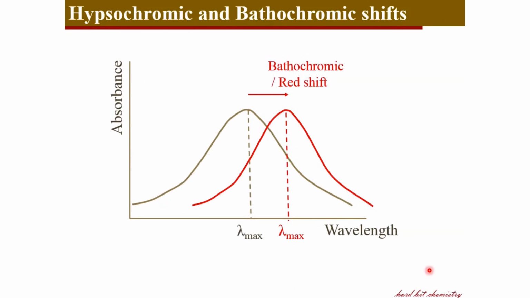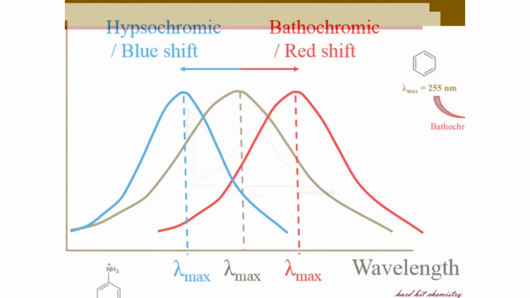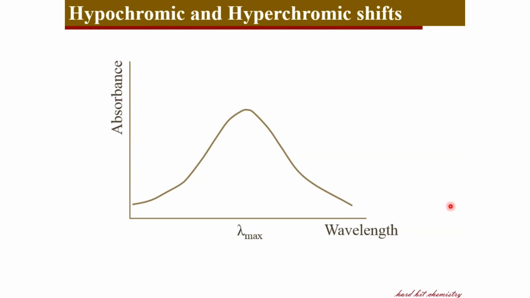Here in bathochromic shift, lambda max value shifts to longer wavelength, like the auxochrome NH2 does in case of aniline in comparison to benzene. And hypsochromic shift is a shift to shorter wavelength, like in protonation of aniline. Here the proton is the auxochrome. And another possible consequence of an auxochrome is a shift in intensity of absorption.